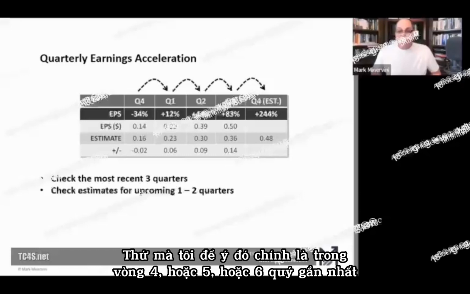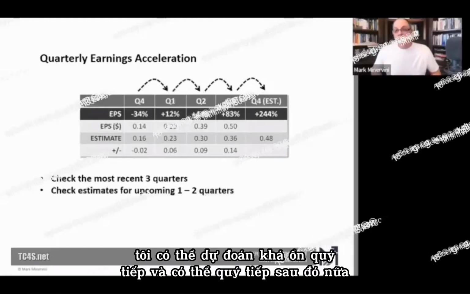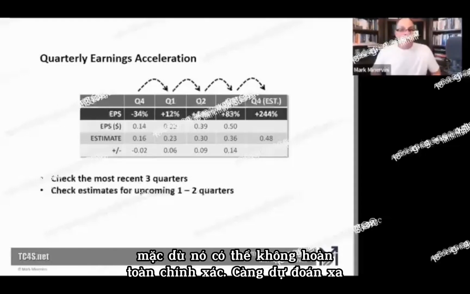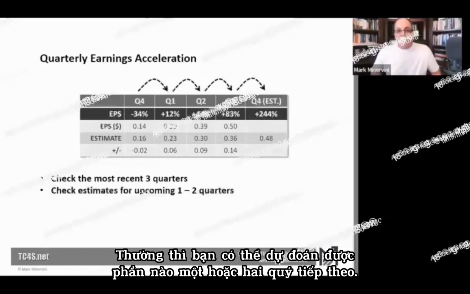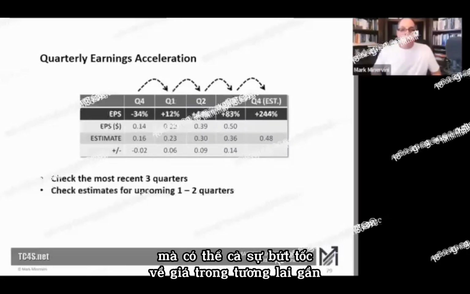What I look for is to see if there's any acceleration in the earnings in the last 4, 5, 6 quarters. And also I'll look forward 1 or 2 quarters, because for 1 quarter, even 2 quarters, the street can get a pretty good idea of that. Even though it might not be totally accurate, the further out you go, the less accuracy you're going to have. You can get some accuracy out a quarter or two, and you can see not only if there's acceleration on the table, but if there's some acceleration that is expected to happen.